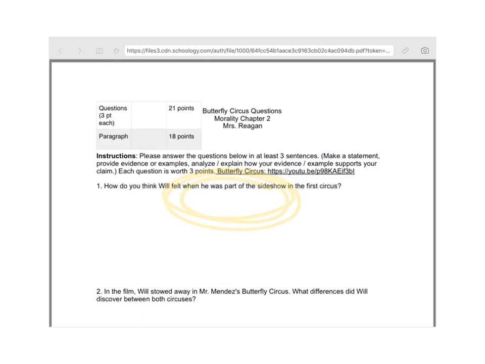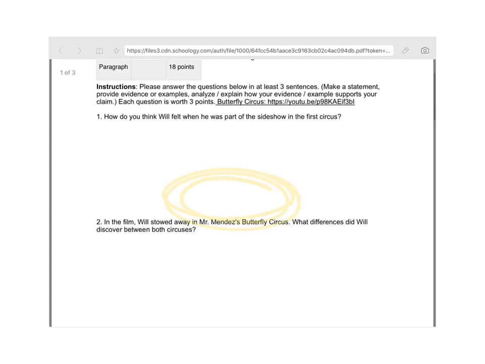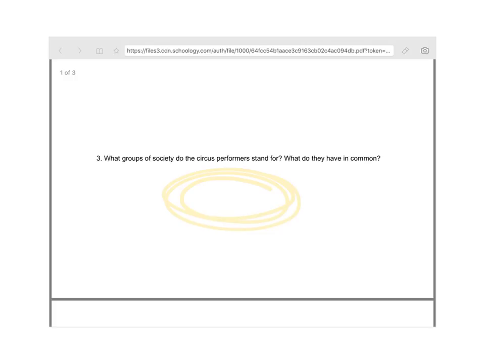If I could get it to open. All right. So here, answer each question in at least three sentences. How do you think Will felt when he was part of the sideshow in the first circus? In the film, Will stowed away in Mendez's circus. What differences did he discover? What groups of society do the circus performers stand for? What do they have in common?